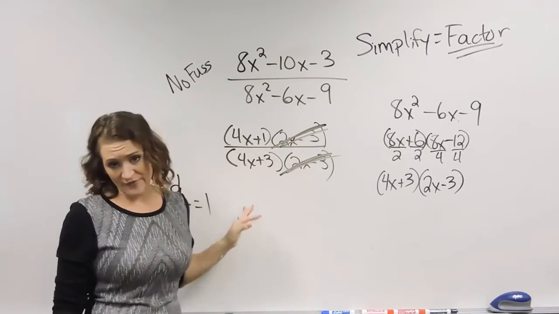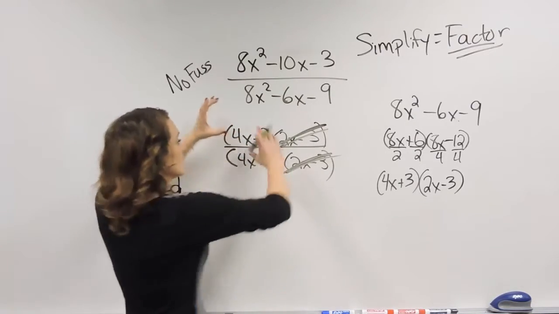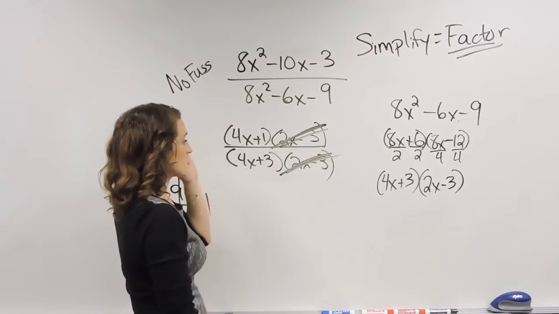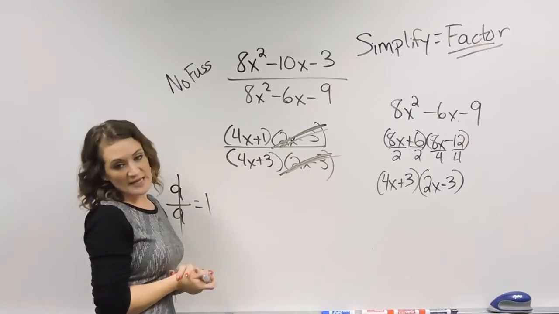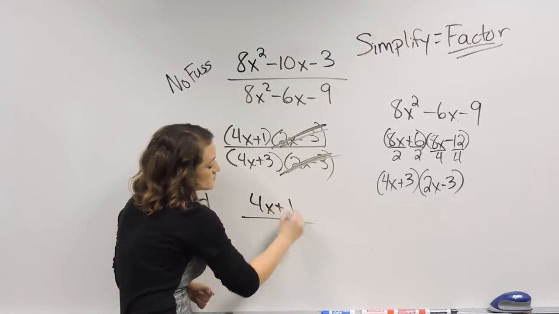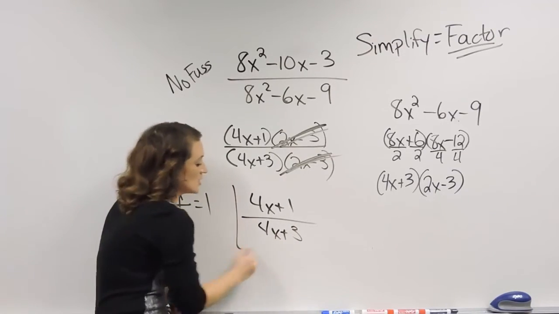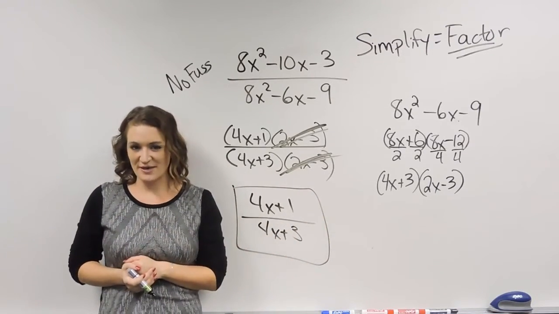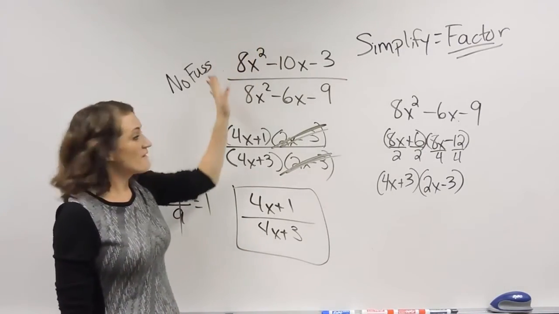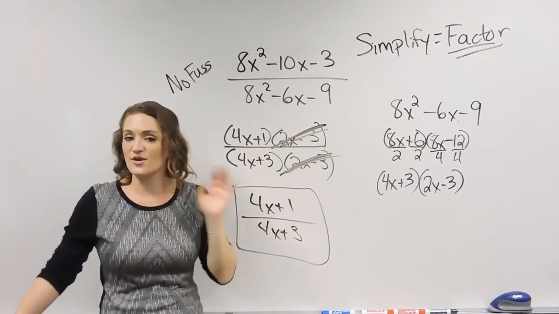4x plus 1 is not the same thing as 4x plus 3. You cannot cancel the 4x with the 4x. This is all one thing together. You can't just get rid of a piece of it. So these are not the same. Your answer is everything that is left over. So we have a 4x plus 1 over a 4x plus 3 left over. This would be our final answer here. So just remember, when it comes to simplifying rational expressions, factor the numerator, factor the denominator, cancel what you have in common, and put back together everything else.